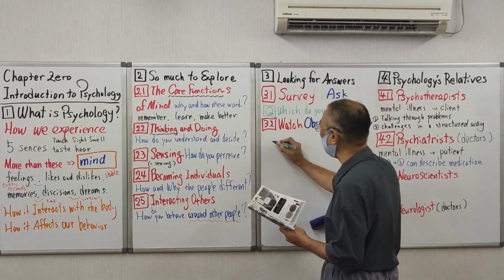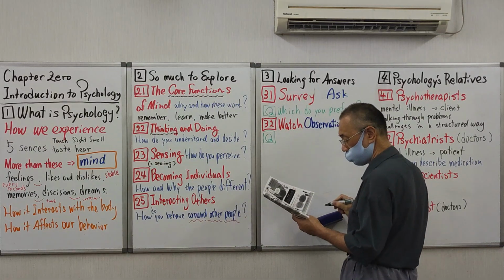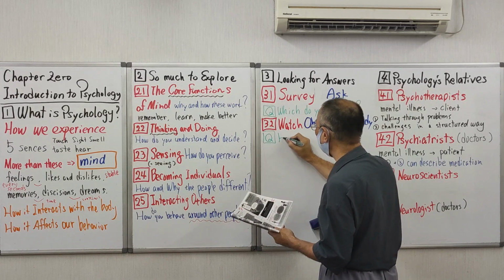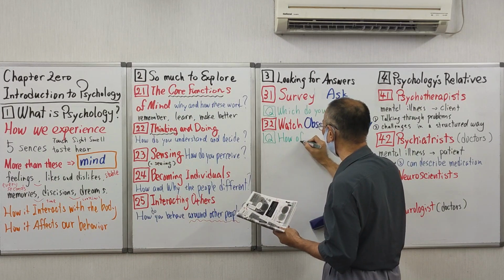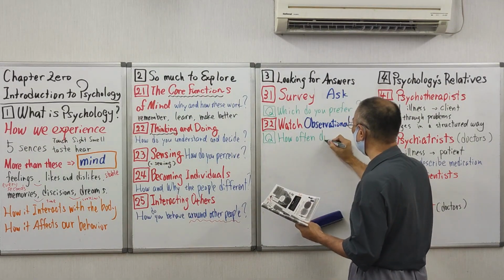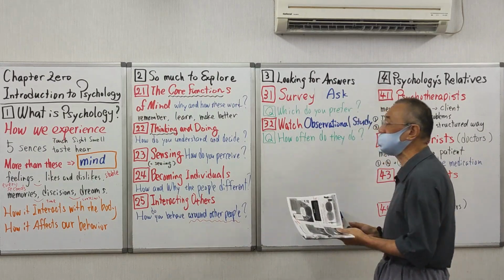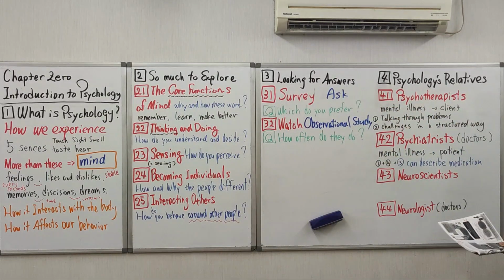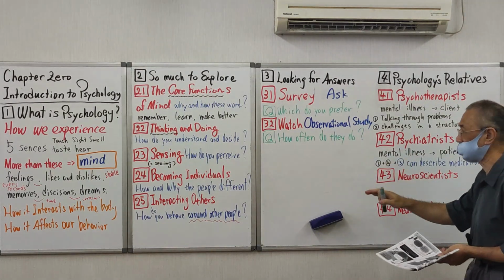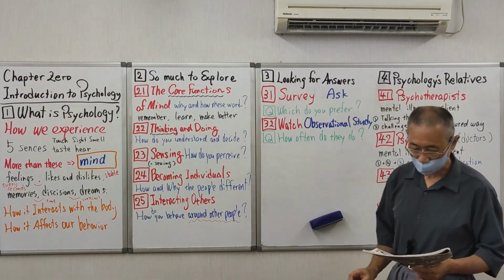Then the question pattern is how often do they do something? This is an example question. How often do they do it, just watch and study with observations? Okay.